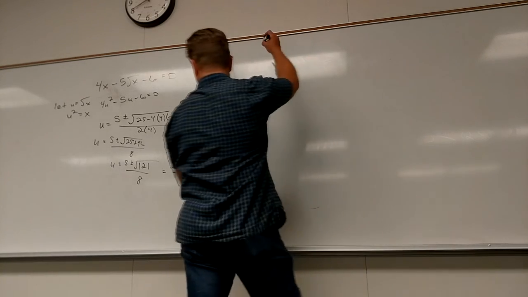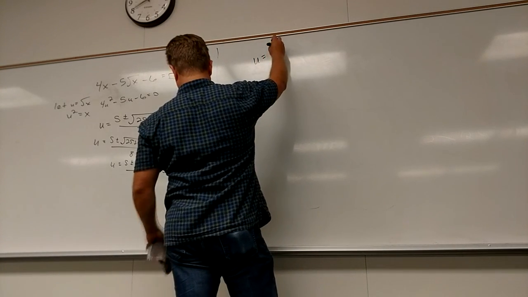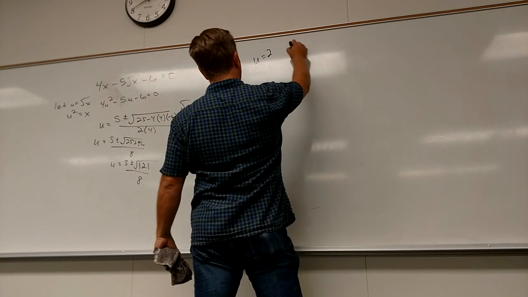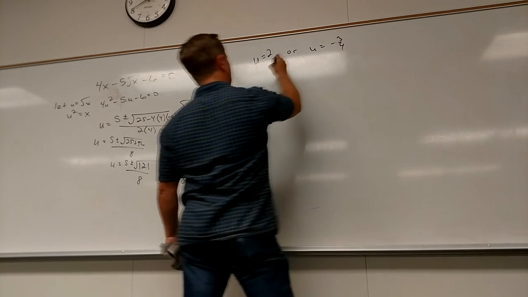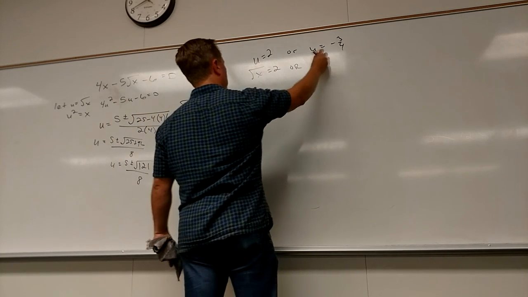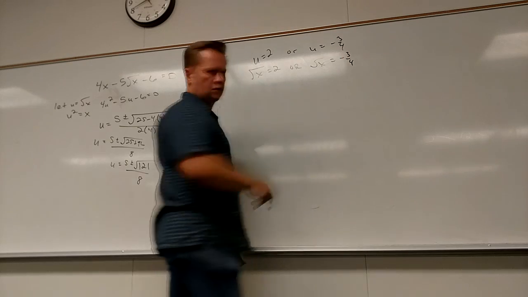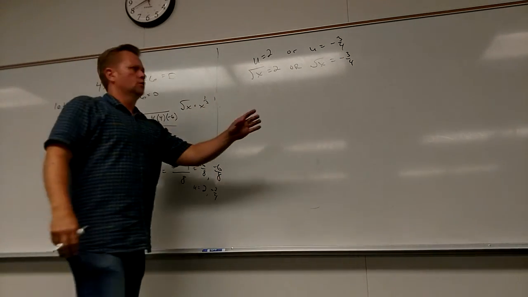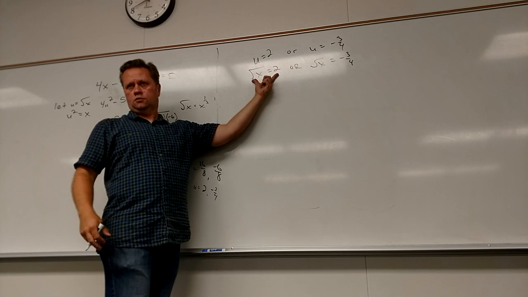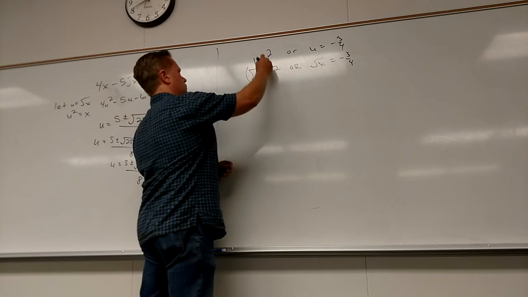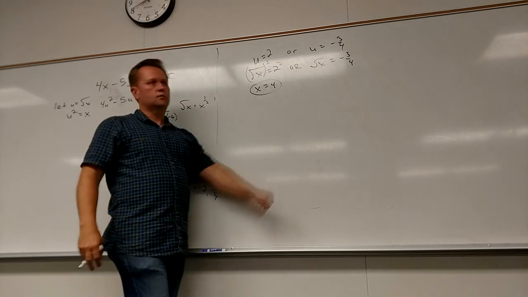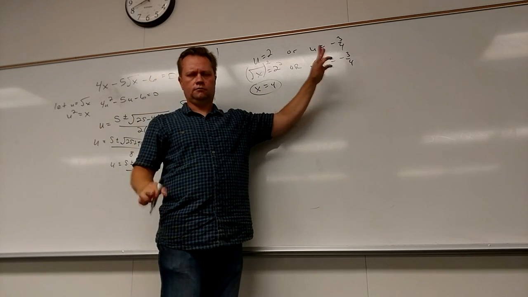U is the square root of x. So u is 2, or u is negative 3/4. U was square root of x, so square root of x is 2, or square root of x is negative 3/4. Do both of those give me an answer? What do I do here to get what x is? Square it. I get x is 4. That's nice. What about this guy?